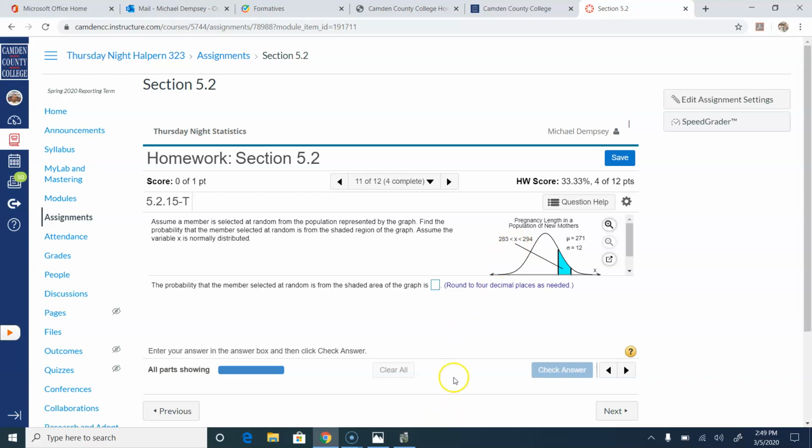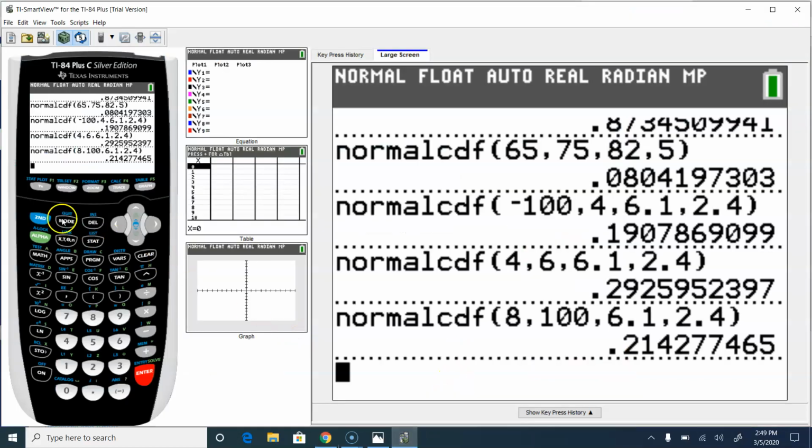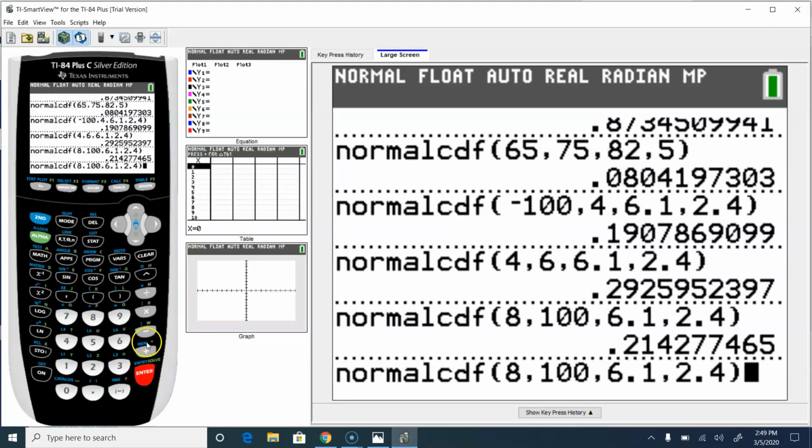So we're going from 283 to 294. Those are our limits. You have your lower limit, upper limit, and they even shade it for you. 283 to 294. So I'll type those in.